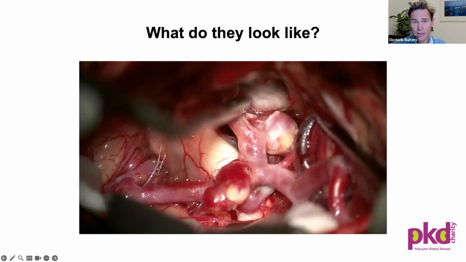This is what they look like in real life. So this is looking under the microscope during an operation. And you can see a blood vessel running here and coming out there and along here. And then in between, you've got this little berry-looking shaped thing, which is an aneurysm.